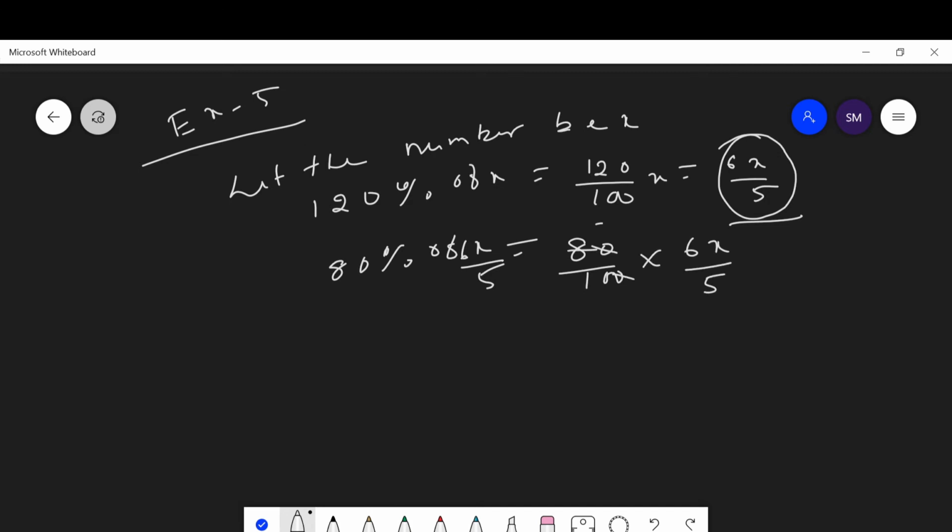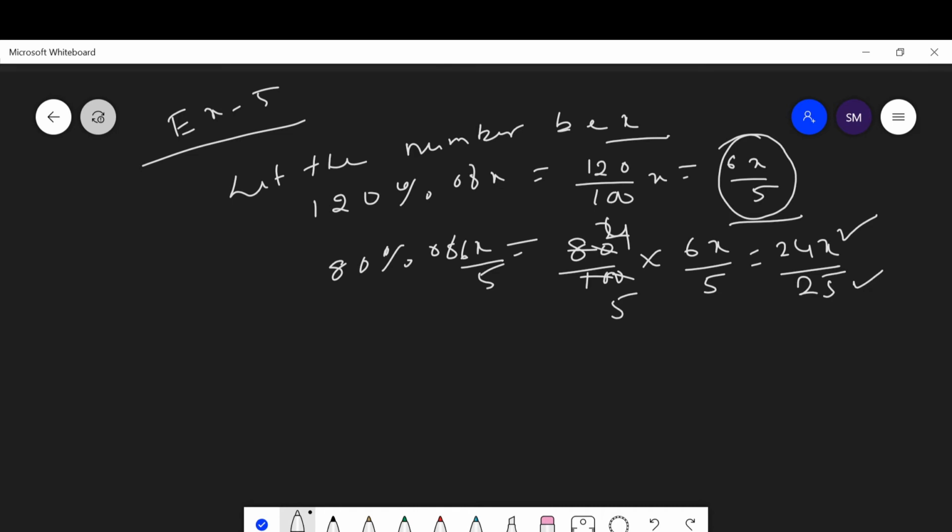Then here, this is 2, 4, 5. This is equal to 24x upon 25. Then after decreasing, the number becomes 24x upon 25, but the number was taken as x.